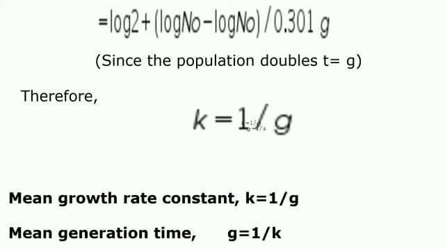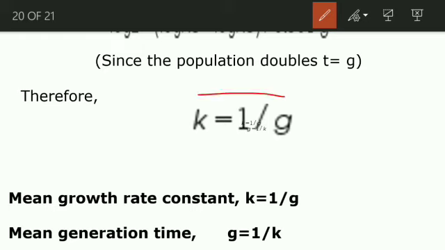Now what will happen? K is equal to 1 by G. Why 1 by G? t is nothing but the doubling time. It doubles, so t is equal to G. Now K becomes 1 by G. So K is equal to 1 by G, and G is equal to 1 by K. That is, the generation time G is equal to 1 by K.